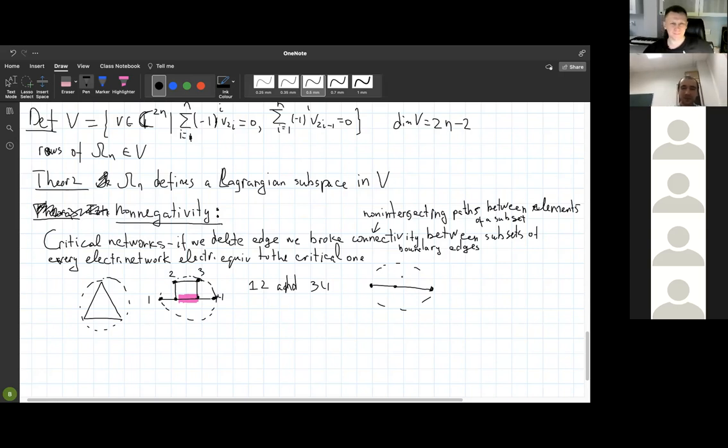So the theorem is that every electrical network is electrically equivalent to a critical one, and second, that every critical network could be obtained from the empty network by adding spikes and edges and bridges. Boris, if I remember well, a graph is critical if a deletion or a contraction of an edge breaks some connectivity. I'm not sure, but it doesn't matter.